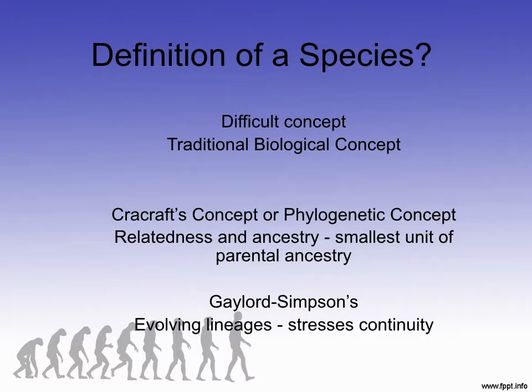But of course, the problem there is that we have hybrids. Think about mules. Mules are the offspring of a horse and a donkey. And so certainly horses and donkeys are two separate species, but they're capable of producing offspring.